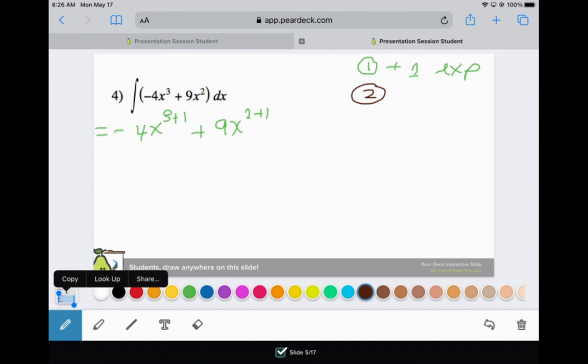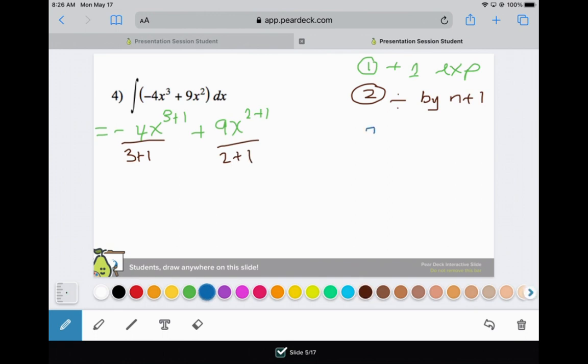Okay, divide. We're going to divide by n plus 1. Whoops, I should not write n plus 1. In this case, my n plus 1 is 3 plus 1. This one is 2 plus 1.